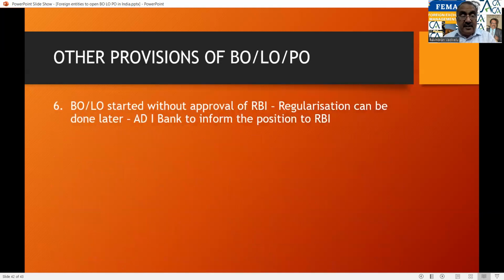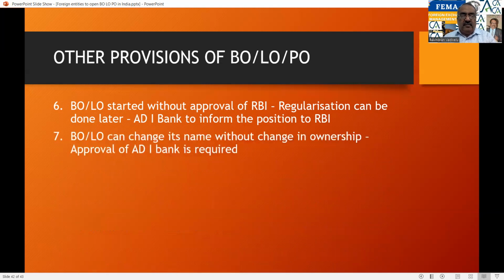Branch office started without approval. In case any branch office or liaison office has been started without RBI approval, it can be regularized after informing the authorized dealer, and the authorized dealer in turn informs the RBI to get the permission or ratification for the branch office or liaison office which they have started without approval.